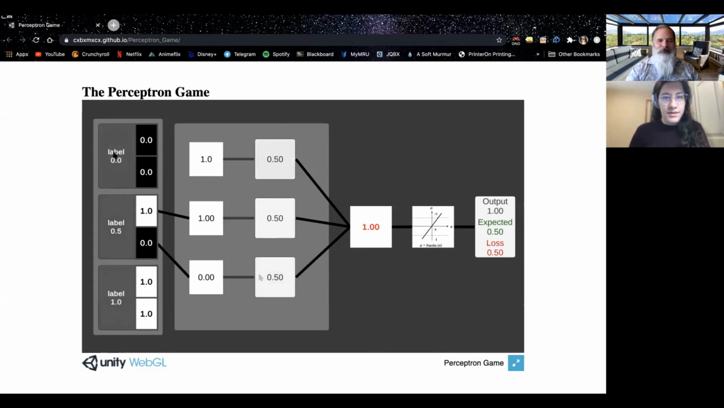0.5, 1. Let's make that one 0. That one's fine. That one has a loss of 0.5. So make that 0.5. Loss 0, loss 0, loss 0. That's it. Boom. Yep. Got it.